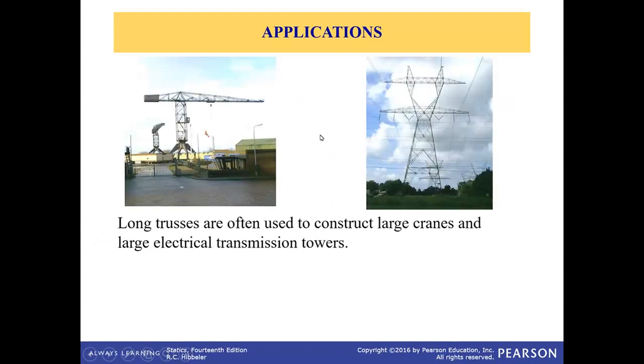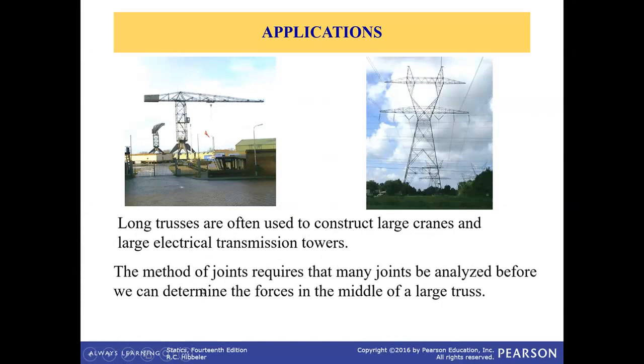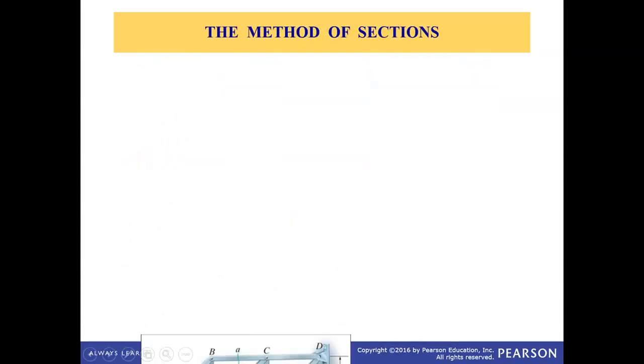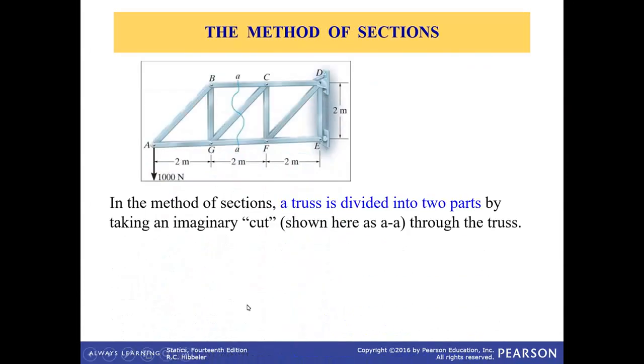Okay, a few examples here. Applications: long trusses are often used to construct large cranes and large electrical transmission towers. The method of joints requires that many joints be analyzed before we can determine the forces in the middle of a large truss. So another method to determine those forces is helpful, and that's called the method of sections.